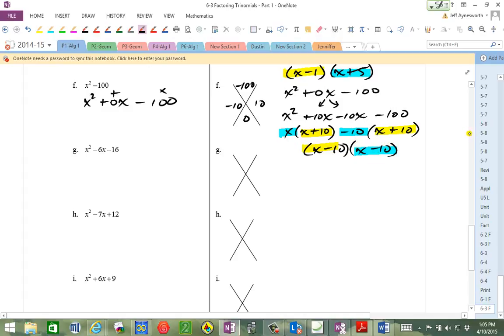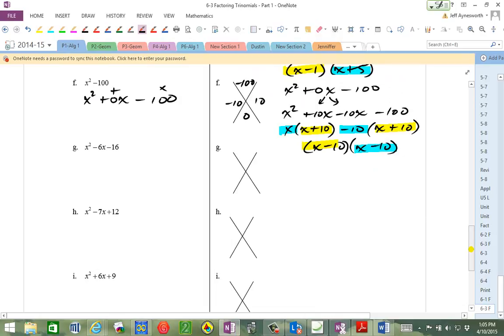All right, now try it again. Think what two numbers multiply to negative 16 and add to negative 6. All right, pause the video, give it a shot.